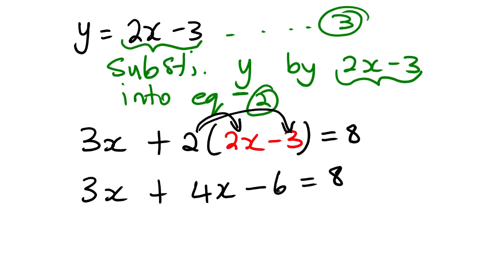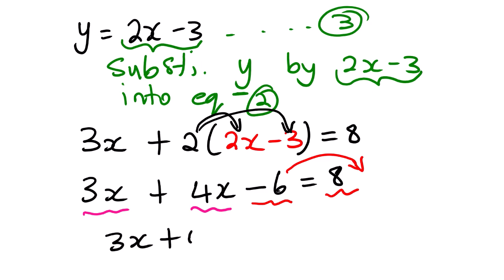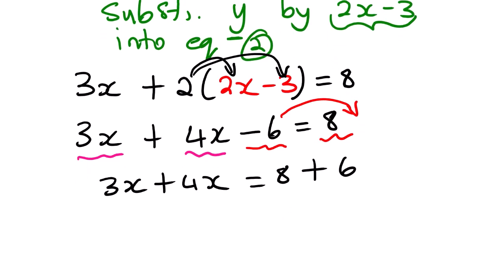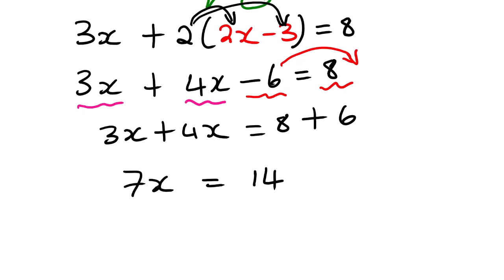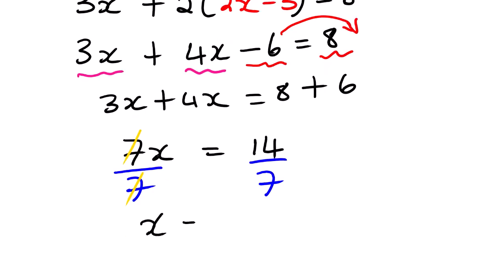Now we can see the like terms, we have 3x and 4x, and then we need to take the negative 6 to the other side. So we have 3x plus 4x is equals to 8 plus 6. Now 3 plus 4, we have 7x, it's equals to 8 plus 6, the answer is 14. Now we need to remove 7 from x, so we divide both sides by 7. This will get rid of the 7, and then we have x is equals to 14 divided by 7, it's 2.